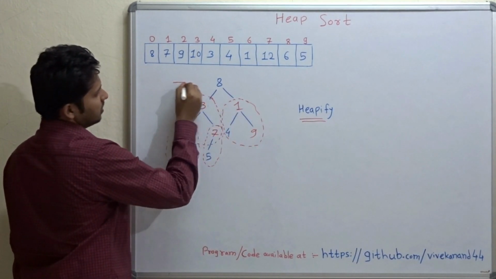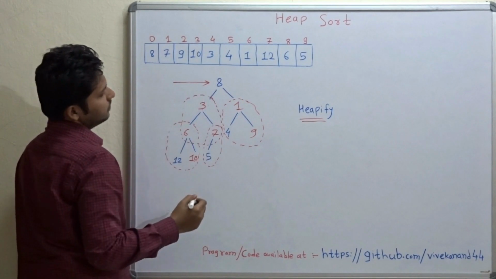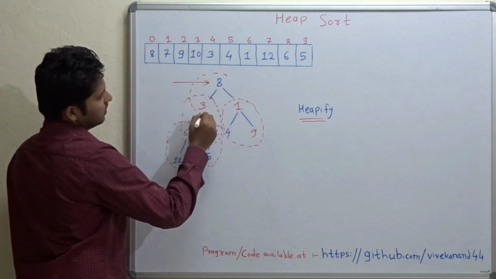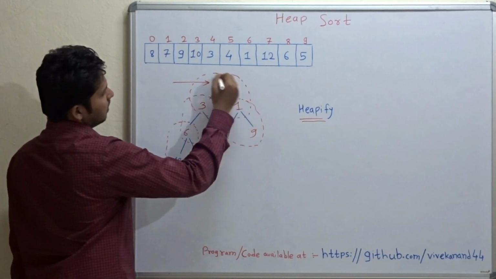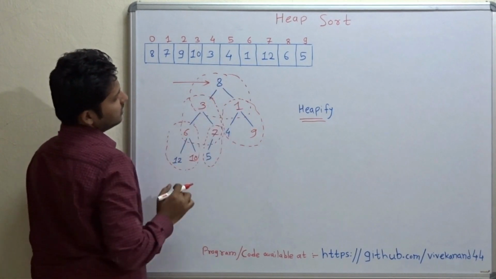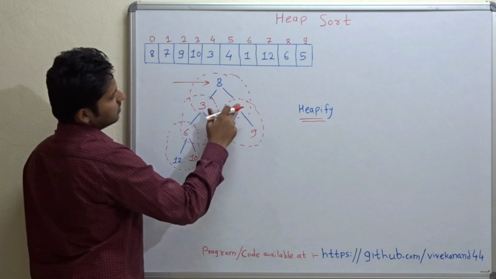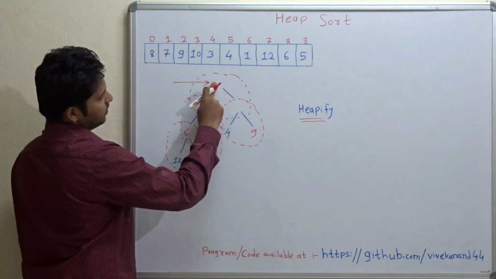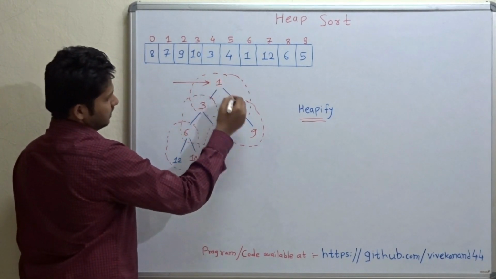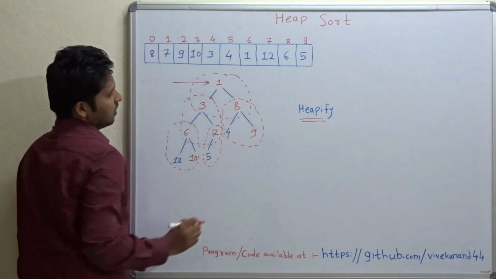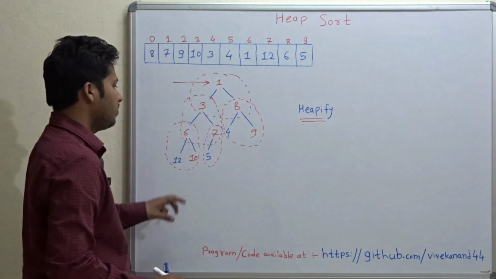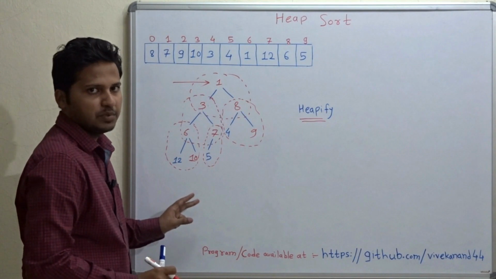Go to the upper level. Yes. Let's make a circle. 8 has two children, 3 and 1. What is minimum? 1 is minimum. So let's swap them. So we have applied the first step.